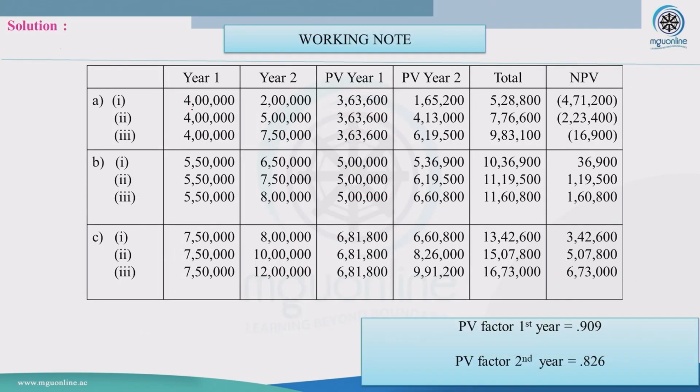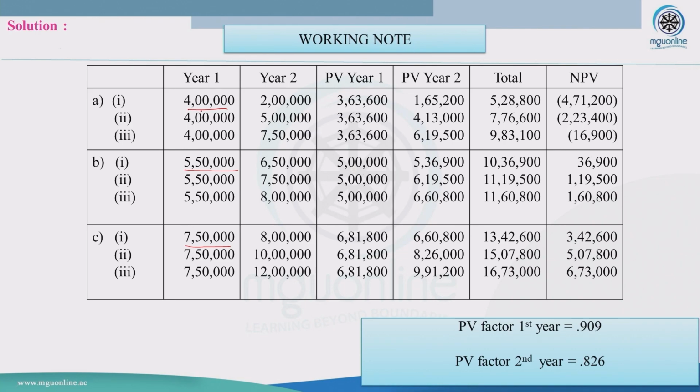Next we can prepare a working note for calculating net present value. In year 1, there are 3 chances. The first chance will be 4 lakh, the second chance will be 5 lakh 50,000 and the third chance will be 7 lakh 50,000. But in year 2, there are 3 chances for each of the options, so we can calculate the present value of each option.